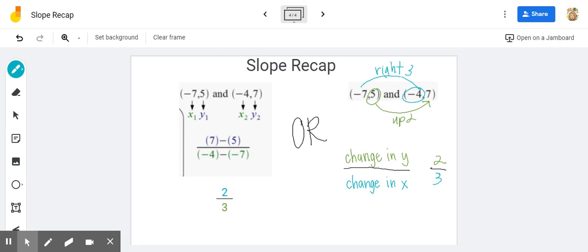So hopefully this helps you review a little bit. Now you are going to complete your Edge Elastic slope review.